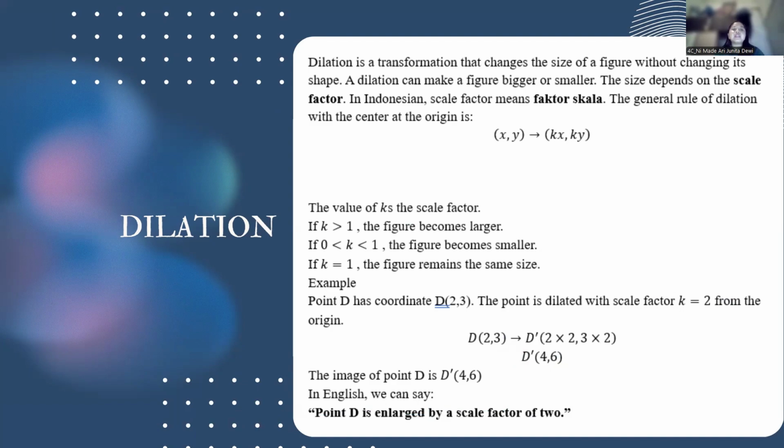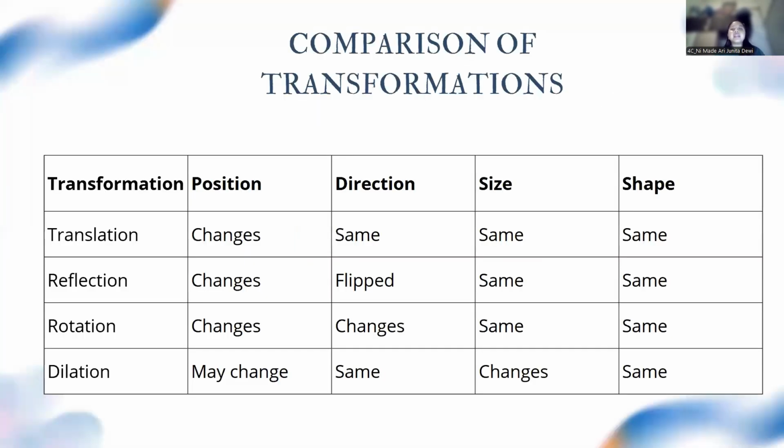And the next one in the slide is the comparison of transformations. Now let us compare the 4 types of transformation. In translation, the position changes but the size and shape remain the same. In reflection, the position changes and the figure is flipped but the size and shape remain the same. In rotation, the position and direction may change, but the size and shape remain the same. And in dilation, the size changes, but the shape remains the same.